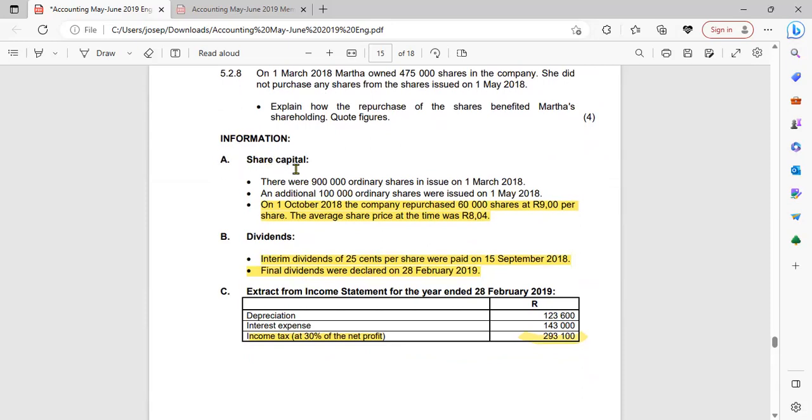Information is on share capital. Out of this information, we're only going to focus on the repurchase, because we're not preparing ordinary share capital. On 1 October 2018, the company repurchased 60,000 shares at 9 rand per share. So the 9 rand per share is the total price that we're going to take into the cash flow statements. They say the average share price at the time was 8 rand 04 cents.